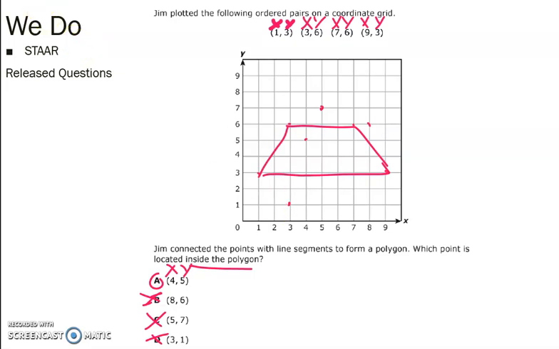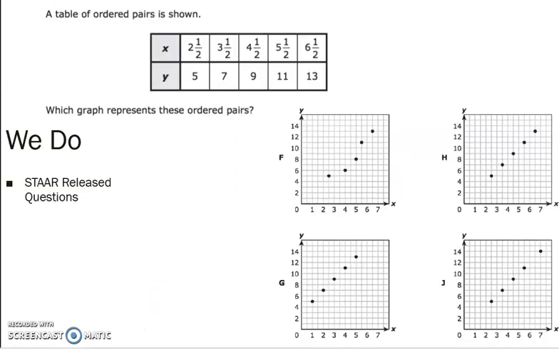Okay, so let's look at the next question. The next question says, a table of ordered pairs is shown. Which graph represents these ordered pairs? Okay, remember, when you're graphing, x is going to go first. So in this case, this is our x and this is our y. So 2.5 and 5 is our first ordered pair. So 2.5, 5. Now remember, this is my x and this is my y.